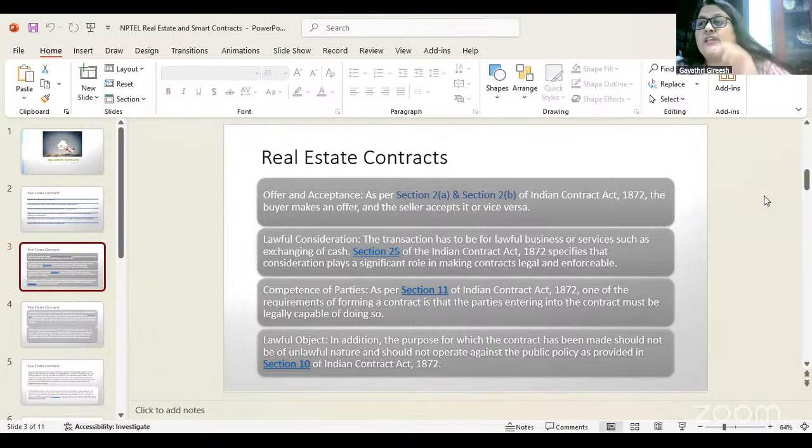So that is where your economic activity is considered in real estate contracts. Now, consideration plays a significant role in making contracts legal and very much enforceable. If you have paid money and it constitutes a legal consideration, you have all the rights of enforceability of your rights over a property.